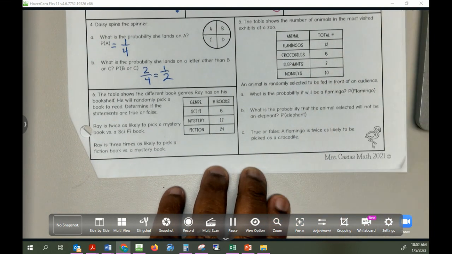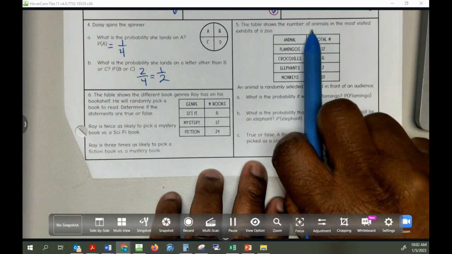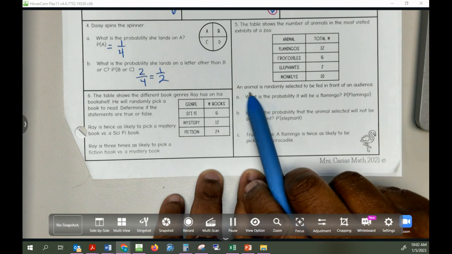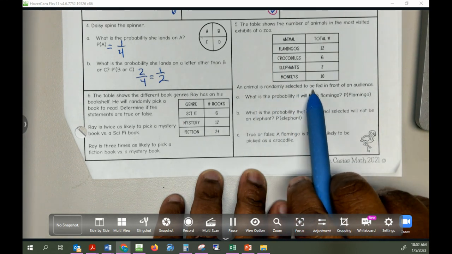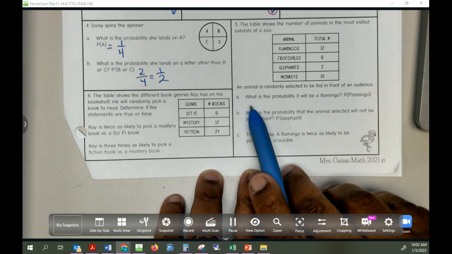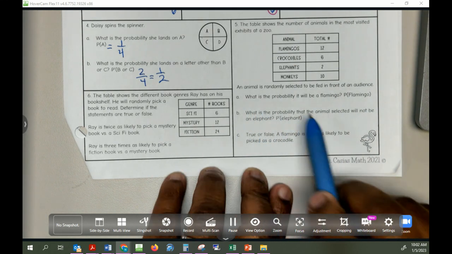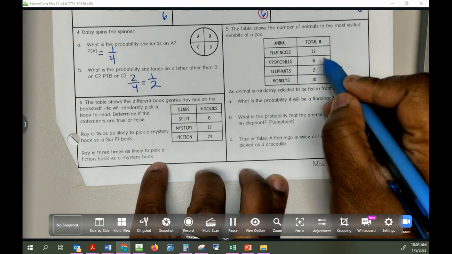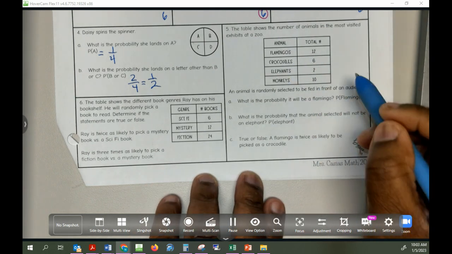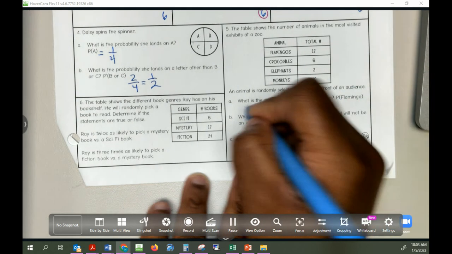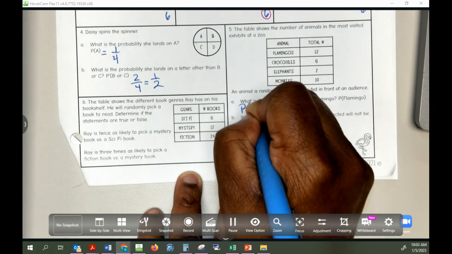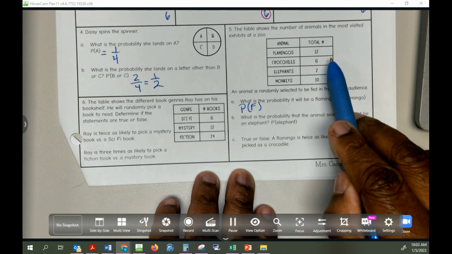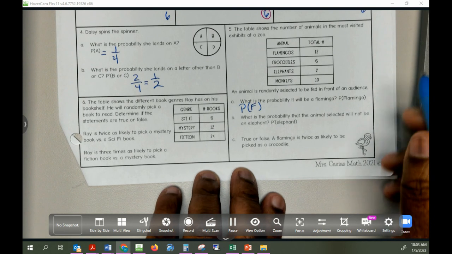So no, sweetie, we are at Sophia. Sophia, the table shows the number of animals in the most visited exhibit at the zoo. An animal is randomly selected to be fed in front of an audience. So on A, what is the probability it will be a flamingo? So let's look at the flamingo. Here is 12. But what are we missing? What do I need to know to find the probability of a flamingo? I'm going to just say F. 12. Well, is this a part or is this our whole? That's the part.